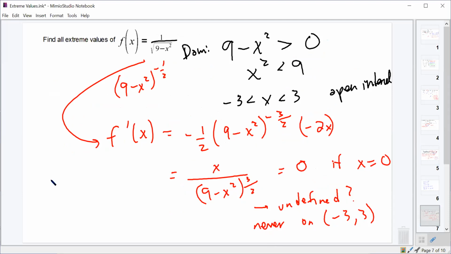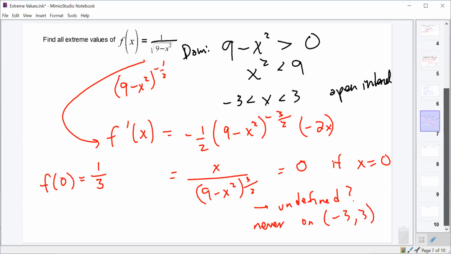First, let's figure out what is f of 0. Should be 1/3, right? And how are we going to determine if it's a max or if it's a min? There's a couple different ways we should be able to do this. We could just plug in another point and see if we get something bigger or less than 1/3. So plug in something like 1, just to test.